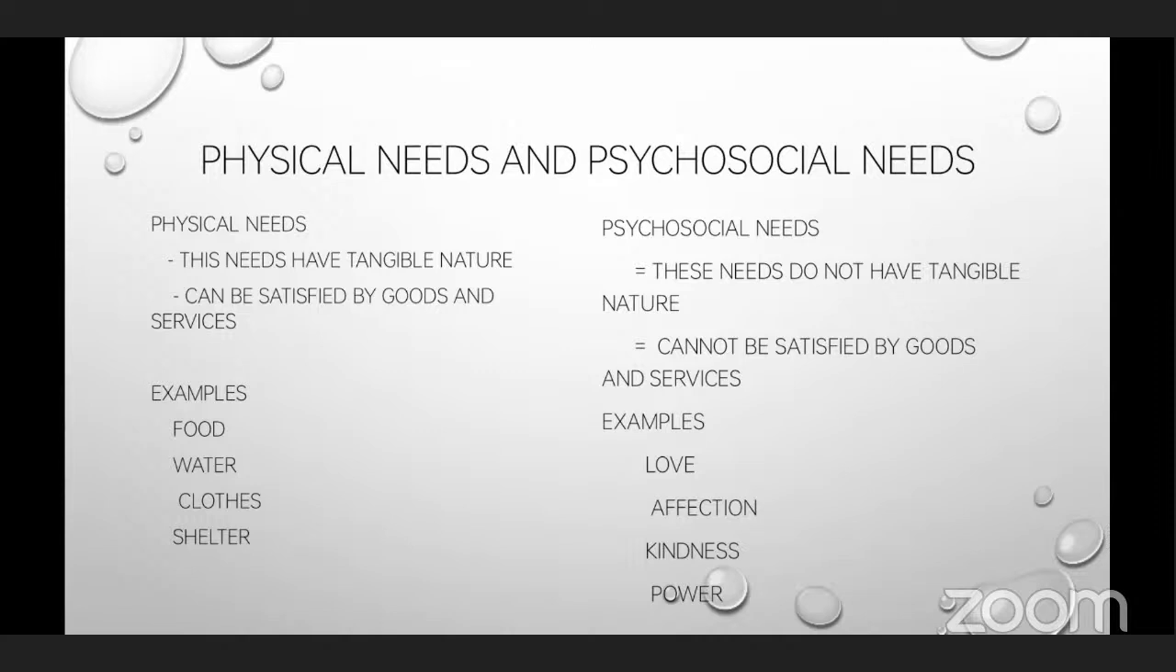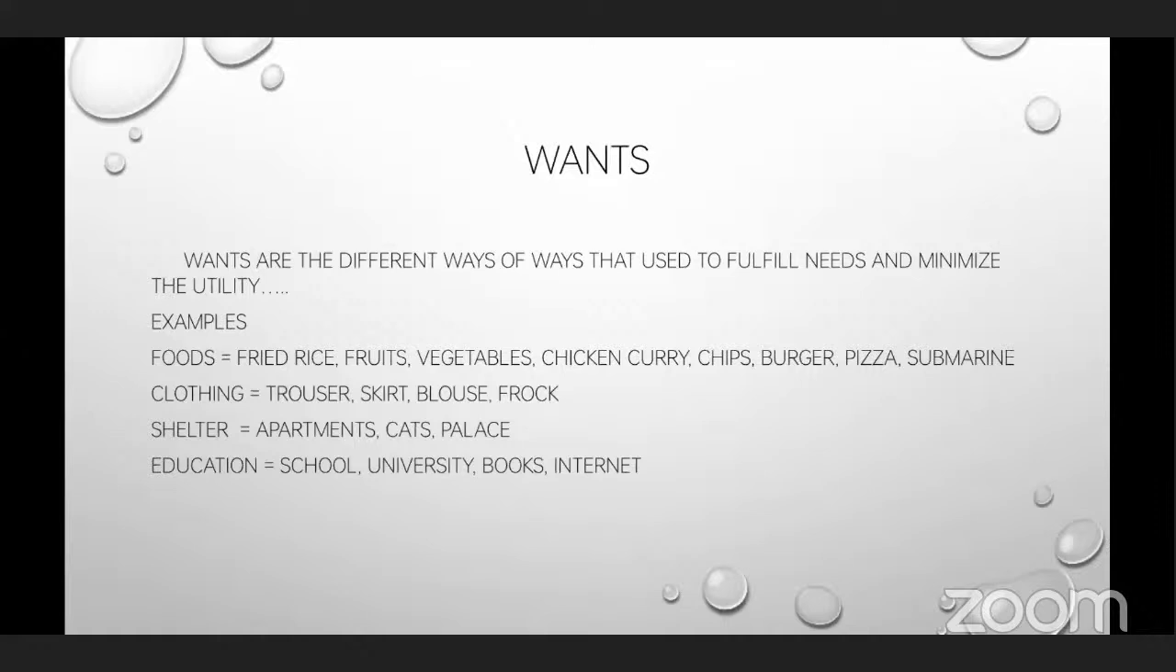Okay, we'll see what wants are. Wants are the different ways or forms used to fulfill needs and maximize the utility or satisfaction. For example, take the need for food. Your wants: you like to eat fruits, pizza, burgers, submarine sandwiches, chicken curry, vegetables. That's how we fulfill our needs and maximize the utility.